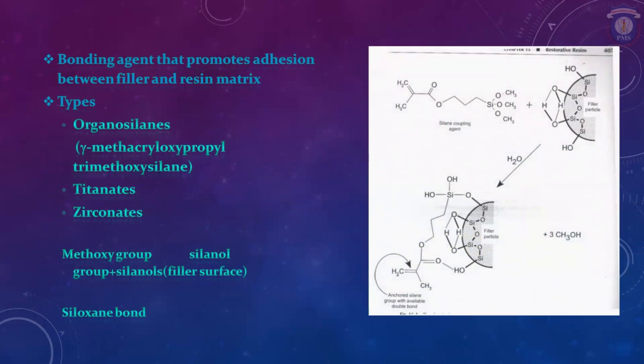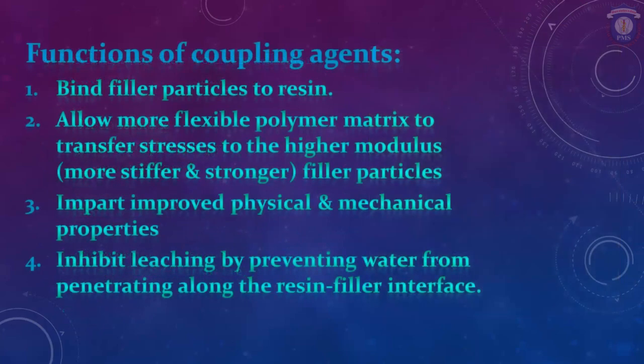Bonding between agents promotes adhesion between filler and resin matrix. The types include organosilanes, titanates, and zirconates. What are the functions of coupling agents? It binds the filler particles to the resin matrix.